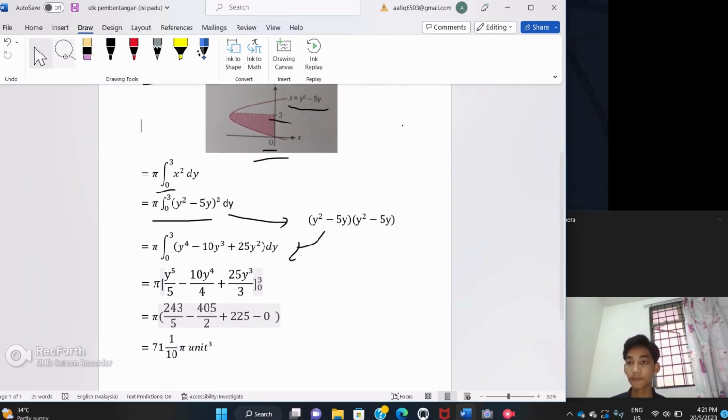For the next step, we need to do some calculation to get this equation, which is pi open bracket 243 over 5 minus 405 over 2 plus 225 minus 0 close bracket. So the answer is 71 1 over 10 pi unit 3.